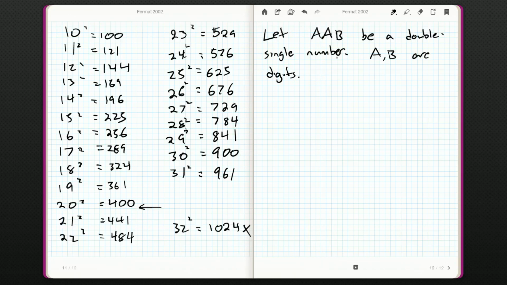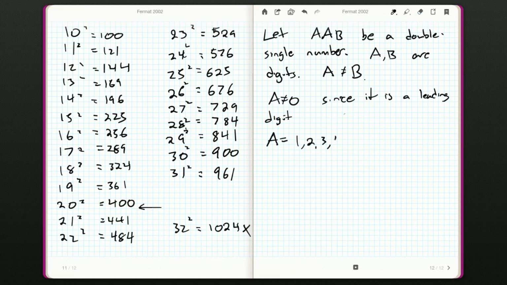The first thing I remember is we have two identical numbers, followed by a different number. So, first thing I'm going to say is A cannot be B. And another thing I notice is, A and B are single digits, but A cannot be 0, since it is a leading digit. If A were 0, we could have something like 001, but you would not say that 001 is a 3-digit number. It's a 1-digit number. So that's why A can't be 0. Other than that, I don't see any restrictions on A. So A can be 1, 2, 3, 4, 5, 6, 7, 8, 9. We have 9 choices for A.